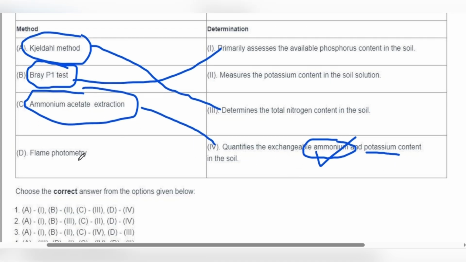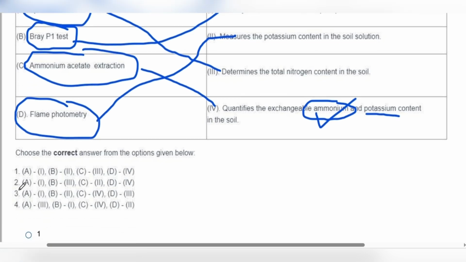And finally, flame photometry is used for measuring the potassium content in the soil solution. So it will be A3. We get the answer as option 4.